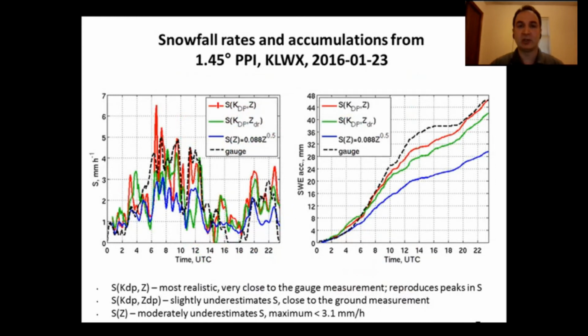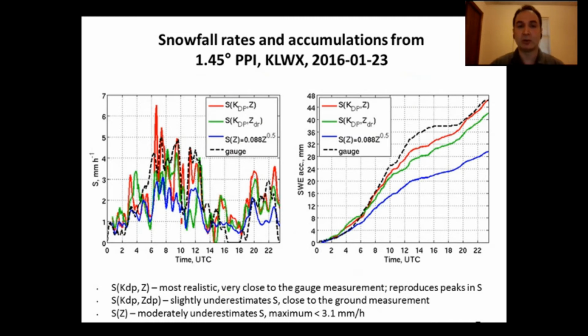The SOKDPZ relation is red, SOKDPZDR is green, and the standard SOZ relation is in blue here, and the gauge is the broken black line. So we see that SOKDPZ is most consistent with these peaks in S, but sometimes there are some overestimations or some inconsistencies, like in these several periods here at 3 UTC, maybe 6:30, maybe around 20. But overall, the comparison is very good, as well as for the SOKDP-ZDR relation, which is not far behind.